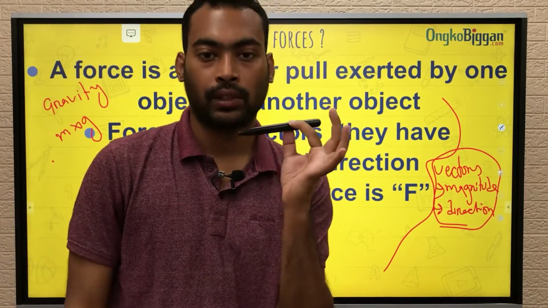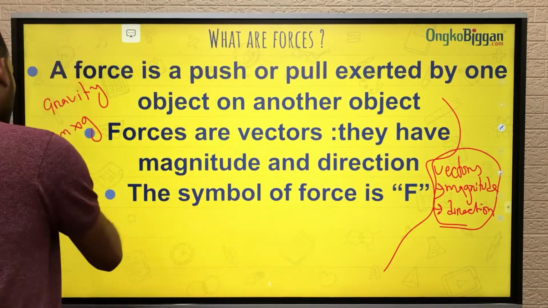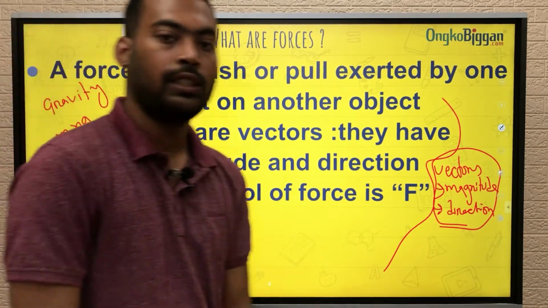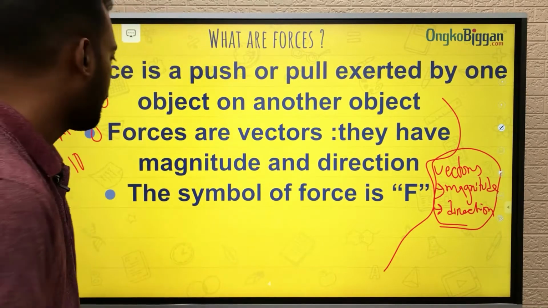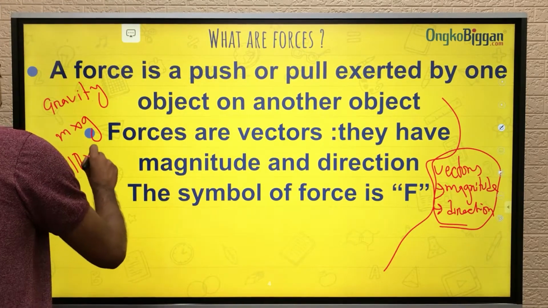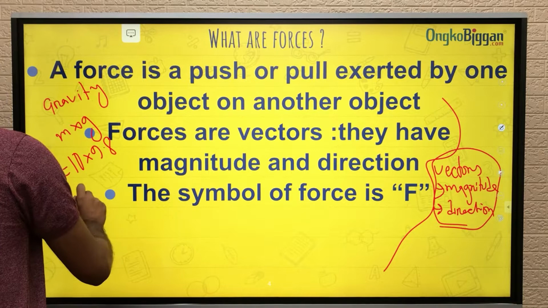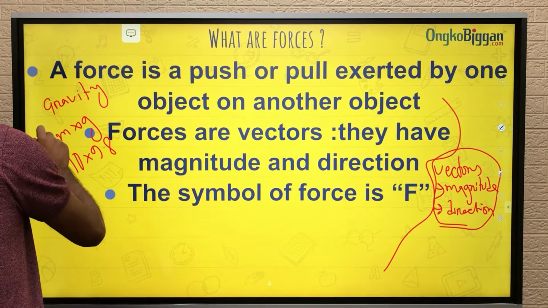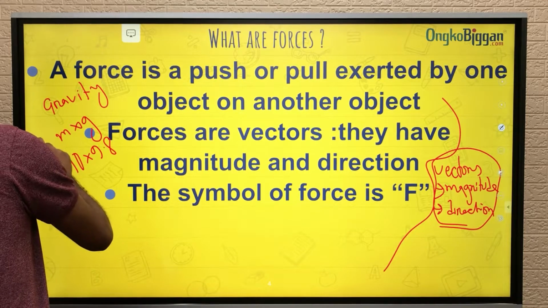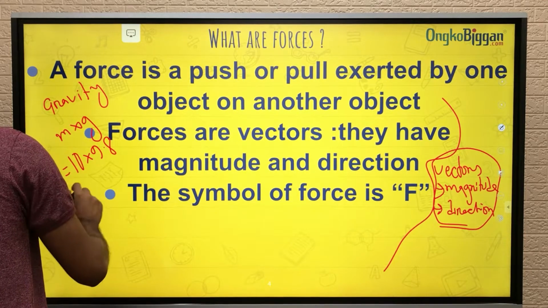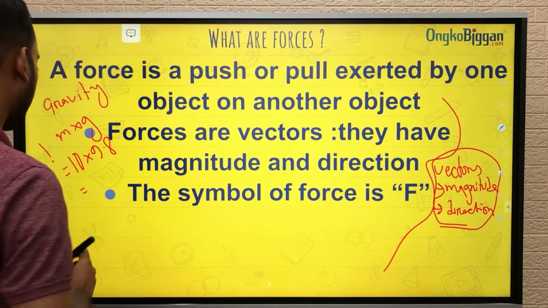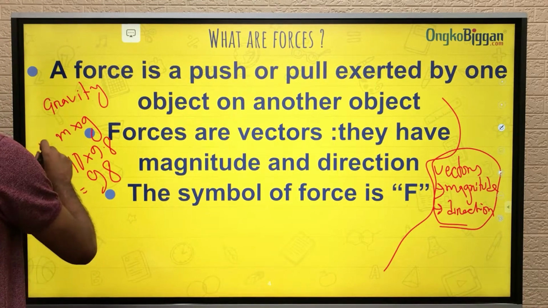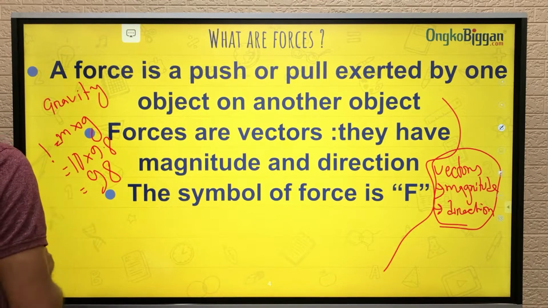So what is the mass of this marker? Say 10 gram. And g, what is the value of g? G is the acceleration due to gravity. So that is 9.8. So what is the force? What is the gravitational force acting on this specific marker? Okay, this is force actually.